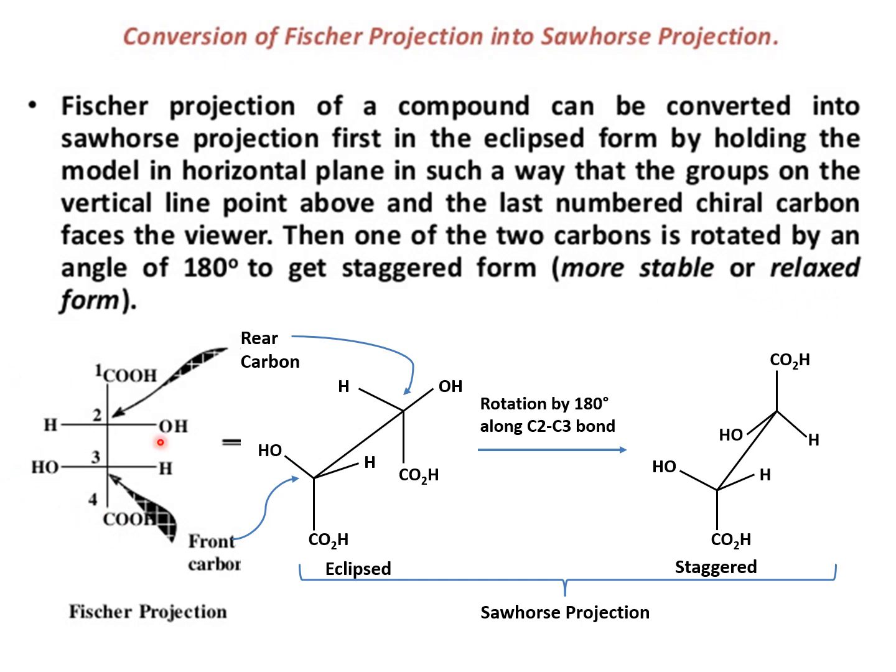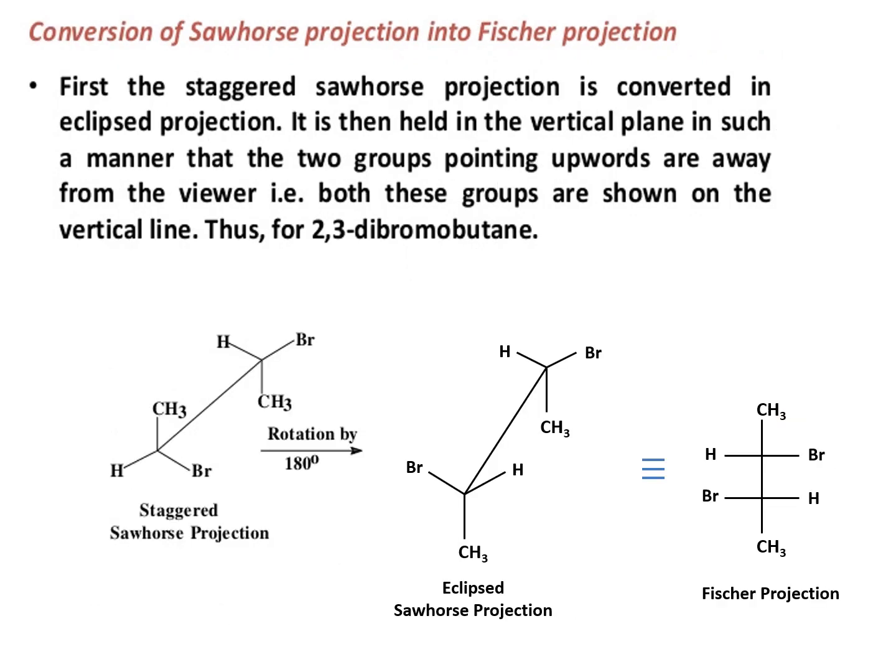So here what you are able to see is the Fischer projection. The front carbon is going here, whereas the rear carbon is represented here. Then what we have to do? Rotation by 180 degrees along the C2, C3 bond. Where can you find C2 and C3 here? Your C2 and C3, these two are rotated by what angle? 180 degrees. As a result, you will get the conformation like this. This is how we have to convert Fischer projection to Sawhorse.